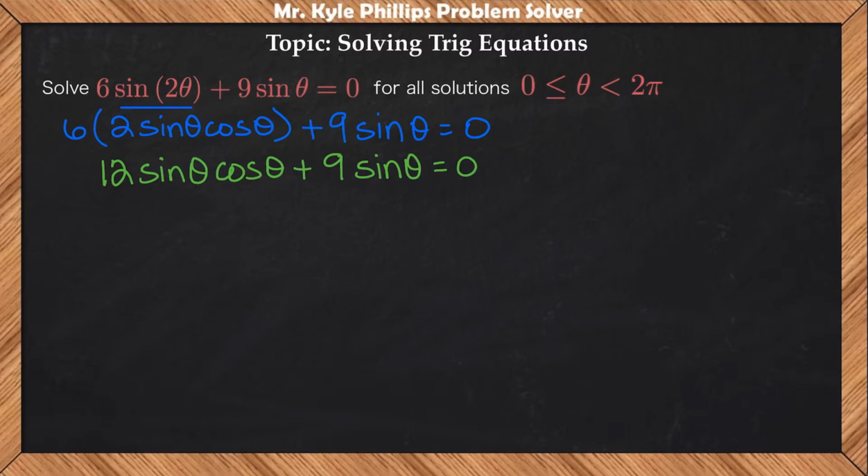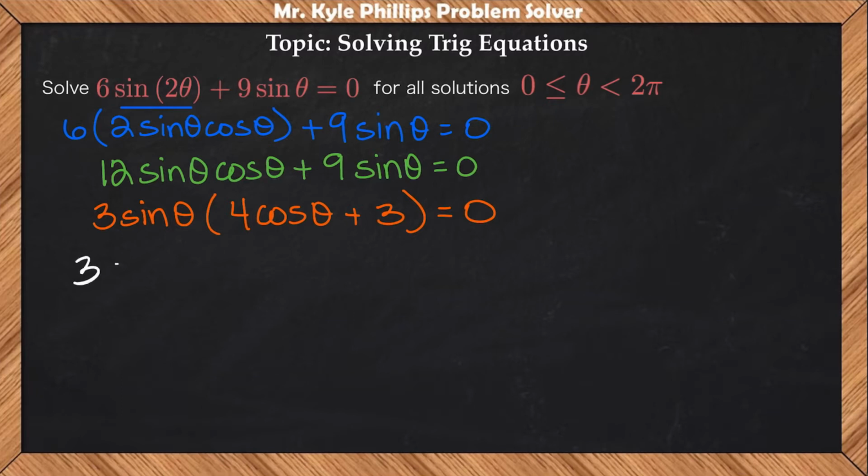Here, this is a binomial, and there's only 2 ways to factor a binomial. You can use difference of squares or greatest common factor. Since this is a plus, difference of squares is pretty much out the window. So we're going to pull out the greatest common factor here. So I have a 12 and a 9. That greatest common factor is 3, and this term has a sine, and so does this one. So I'm going to factor out 3 sine theta. And that's going to leave me with 4 cosine theta plus 3, and this is going to be equal to 0. Now that this is factored, I'm going to set each of these equal to 0.